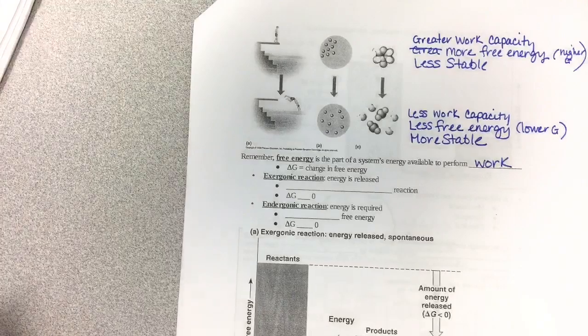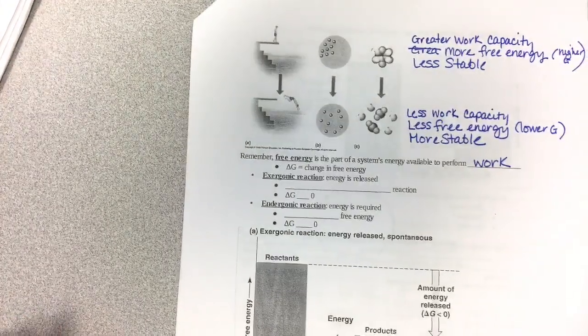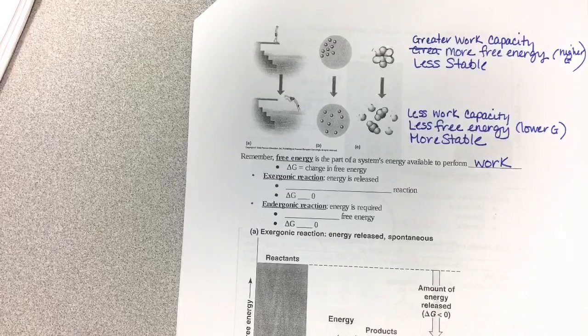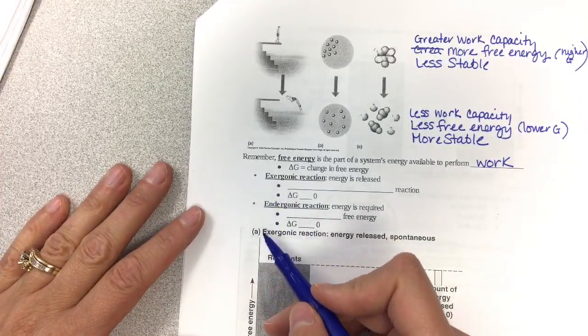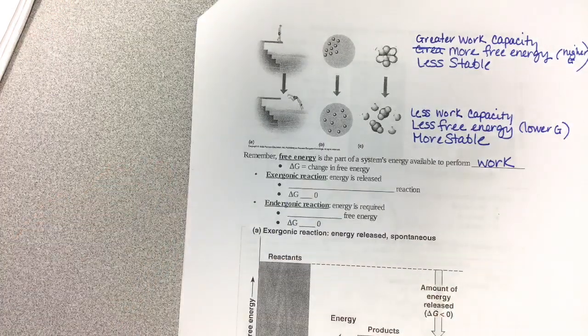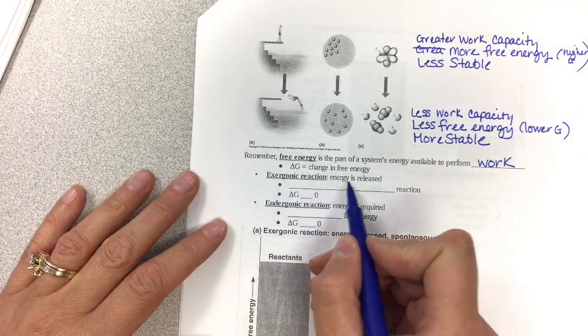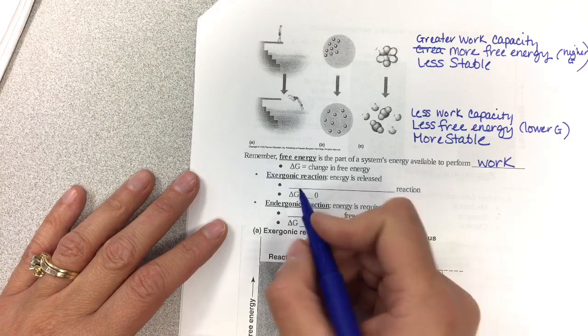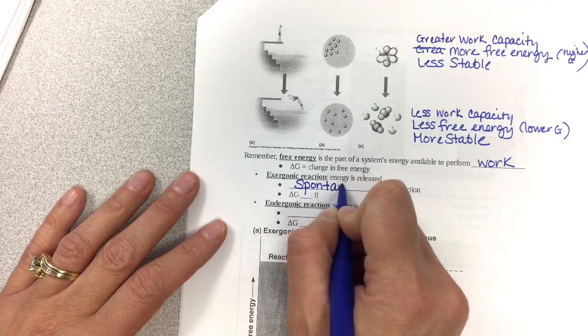So let's look at a couple of different types of reactions and how the free energy measures up. The two types of reactions are exergonic and endergonic. In chemistry, exothermic probably sounds familiar. And this is exergonic: energy is released. In this case, this is considered a spontaneous reaction.